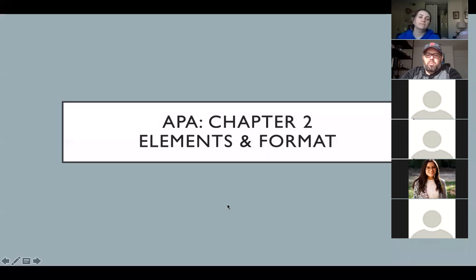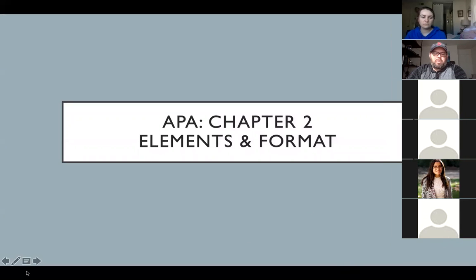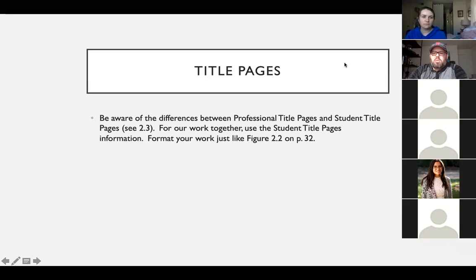And in this section, we're going to talk a little bit about elements and format, which is covered in chapter 2. So most of you are well familiar with title pages, right? So in APA 7th, they talk about the differences between professional title pages and student title pages.